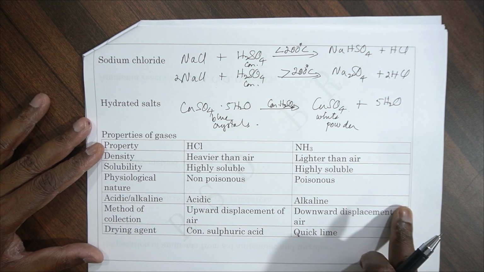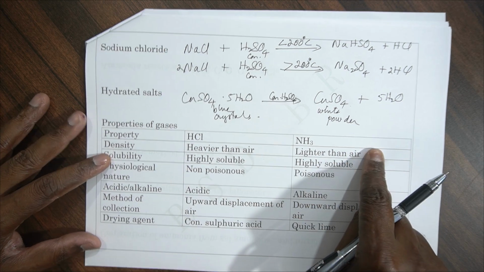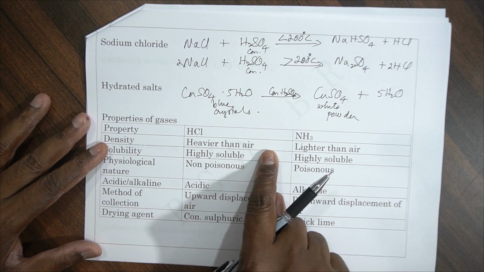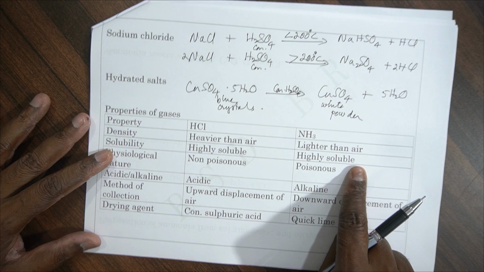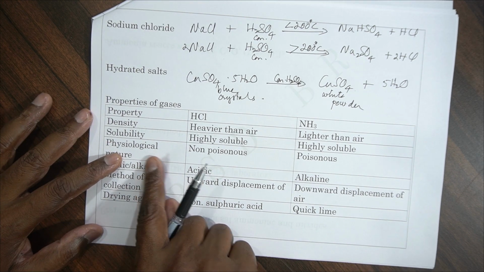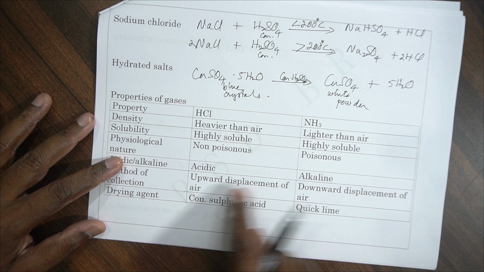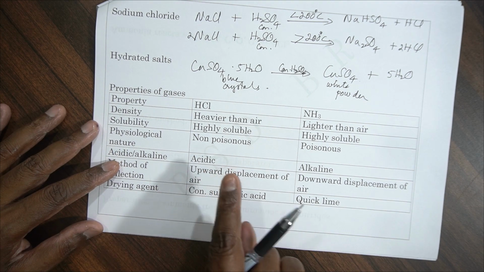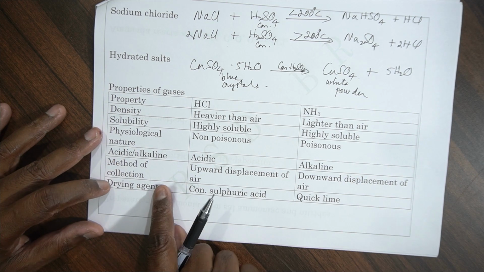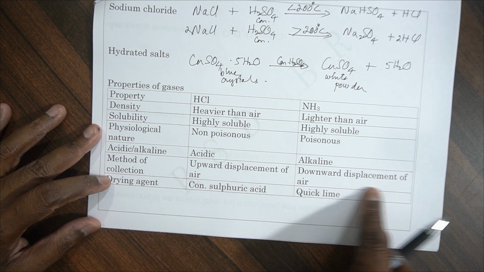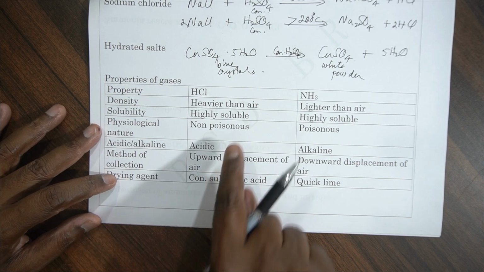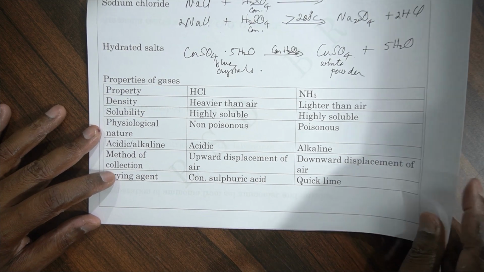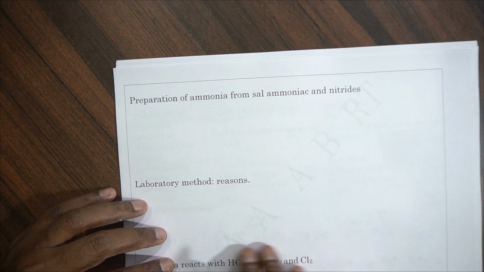Then properties of gases, hydrogen chloride and ammonia are important gases for you. So here the density, hydrogen chloride is heavier than air, ammonia is lighter than air, remember this. Solubility, both are highly soluble in water. And then we have physiological nature, this is non-poisonous but this is poisonous. And acidic or alkaline solution, HCl is acidic, NH3 is alkaline. Method of collection, upward displacement of air, downward displacement of air. Both are not collected over water as they are highly soluble. Then drying agent, here it is conc. sulfuric acid, here it is quicklime. Okay, remember these things.